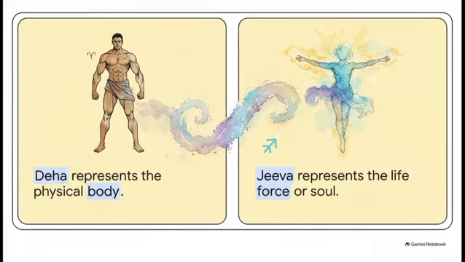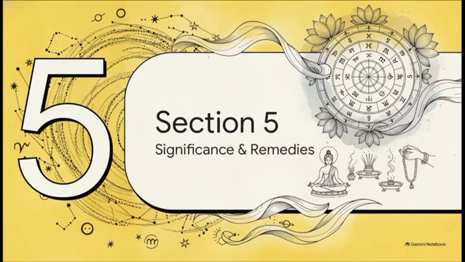Now, the most crucial takeaway within this Kala Chakra construction is the differentiation between Deha, which means the physical body, and Jiva, which means the life force or the soul. The text specifies that in the first pada or quarter of the Ashwini Nakshatra, the sign of Aries indicates Deha, while Sagittarius indicates Jiva. Understanding which sign rules the physical body versus which rules the life force is a real game changer. It allows the astrologer to pinpoint whether a planetary period is going to hit the native physically, spiritually, or both. That brings us to Section 5, Astrological Significance and Remedies.